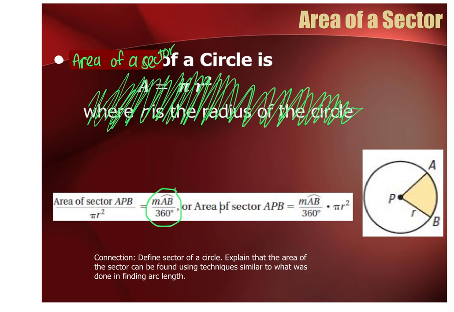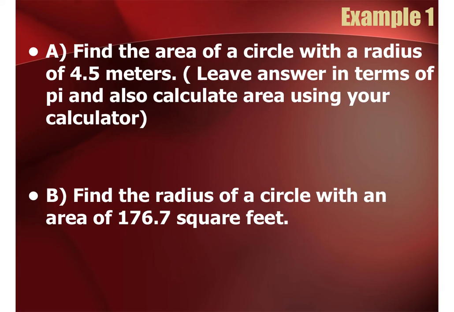Okay, so the connection I want you guys to make is that this is very similar to what we used to find arc length, right? We just took a portion of the circle and we only found the length between those two, like that arc, right? We didn't find the length of the entire circumference. Now we're just finding the area of this little piece of the circle, not the entire thing, okay? All right, check it out in action.